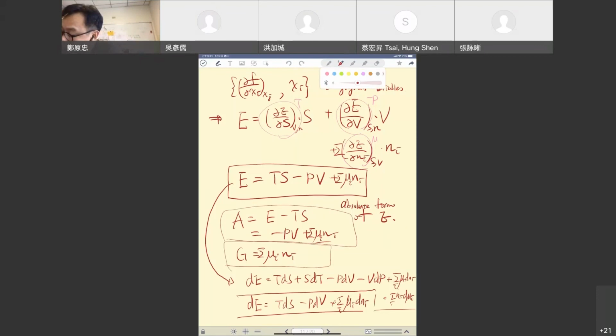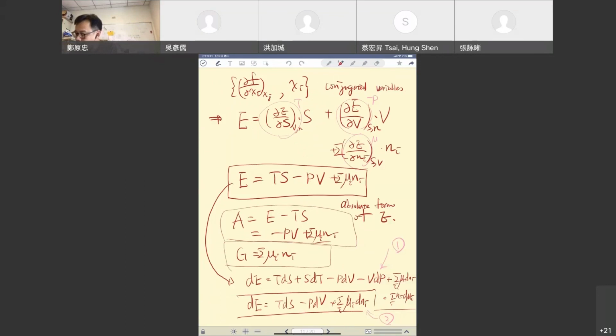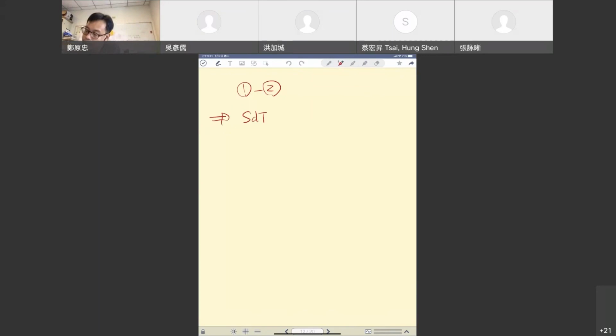So I will say this is 1, 2. If you have 1 minus 2, what we have will be TdS cancel out, minus PdV cancel out. Now this μ_i dN_i cancels out. What remains are SdT minus VdP plus summation i N_i dμ_i. And it must be 0.